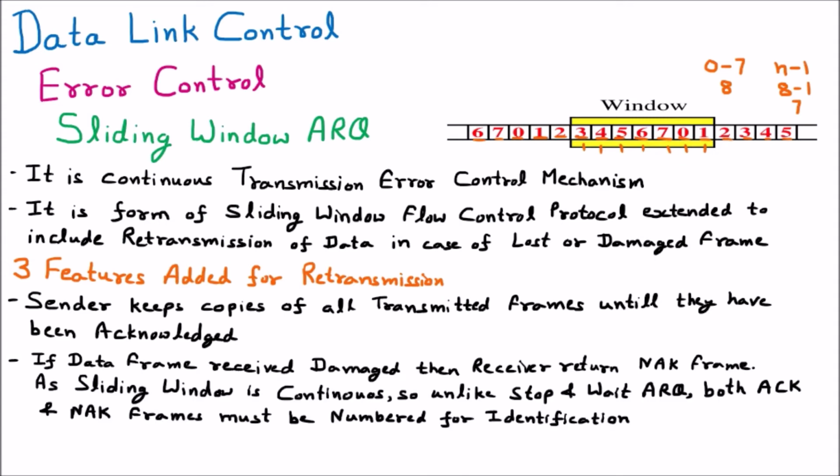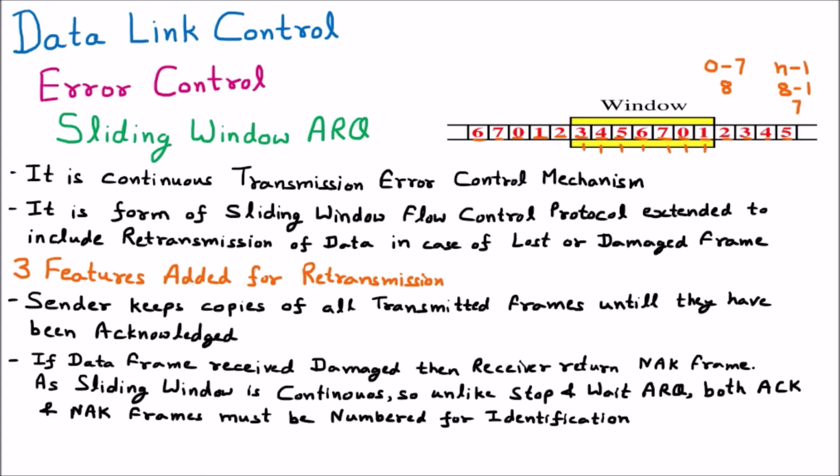Sliding window is continuous. The meaning is that it is going forward and it is compressing and again expanding. Means sending the multiple packets, and when receiving the acknowledgement, it expands itself. So it is continuous, and here the acknowledgement means the positive acknowledgement and the NAK means the negative acknowledgement. Both are numbered for the identification purpose.